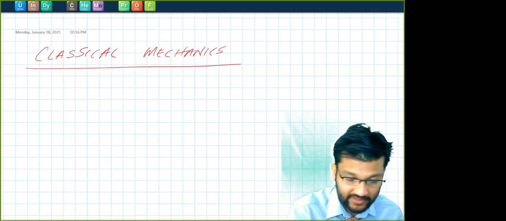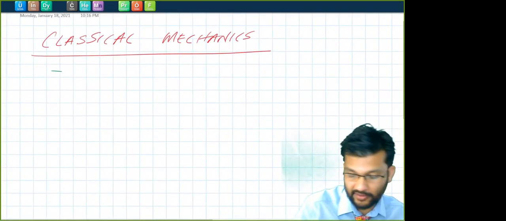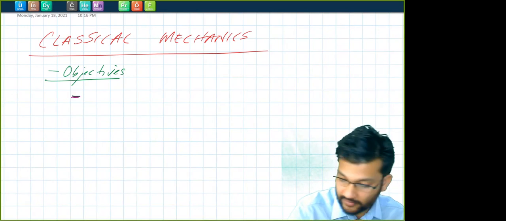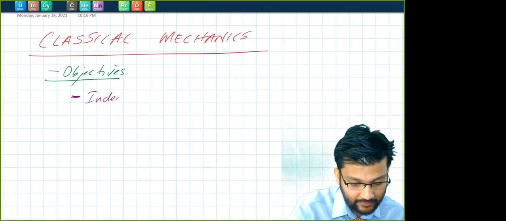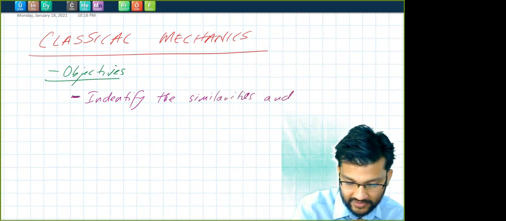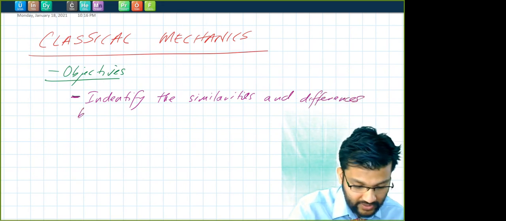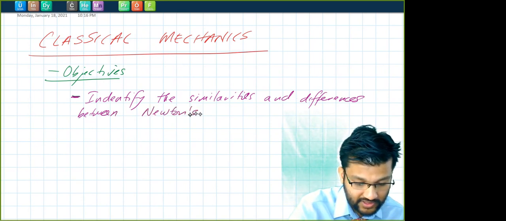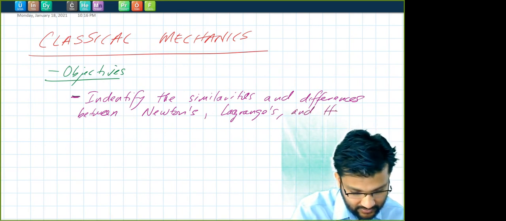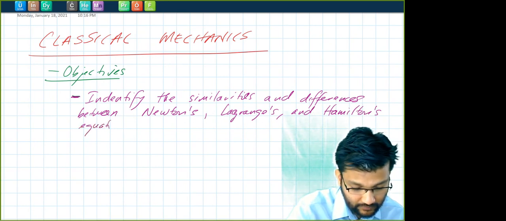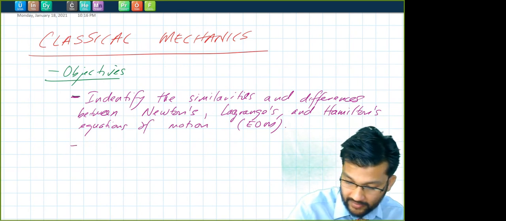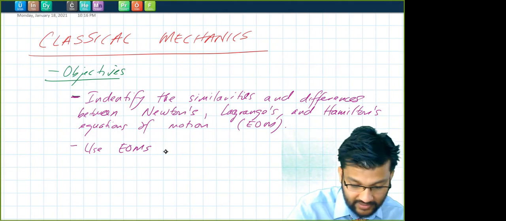So classical mechanics. We're not going to talk about all aspects of classical mechanics, but really by the end of this mini lecture, hopefully, so let's write some of the objectives. I like using different colors. You're able to identify the similarities and differences between Newton's, who is sort of the grandfather of classical mechanics, Lagrange's, and Hamilton's equations of motion, sometimes shortened to EOM, equation of motion, and use these EOMs in simple problems.